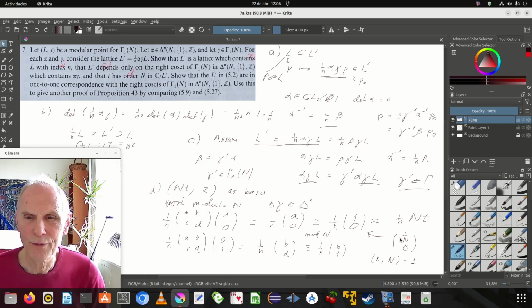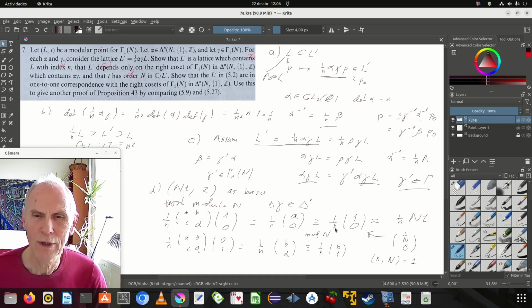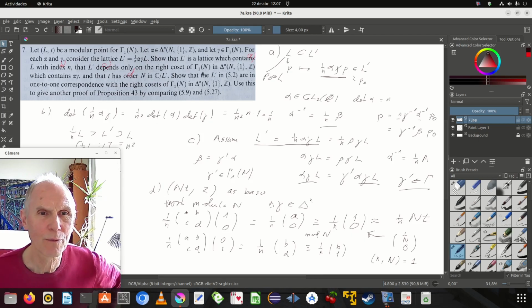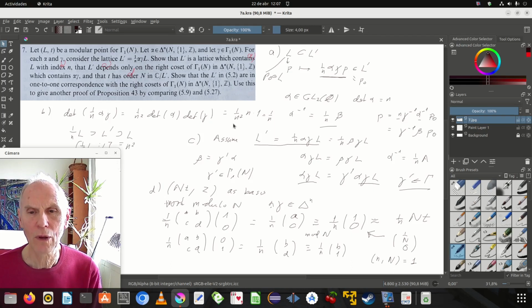But you can see here, if capital N is 4 and minuscule n is 2, then it only has order 2, and it should have exact order 4. Yeah, I don't get it. A break.